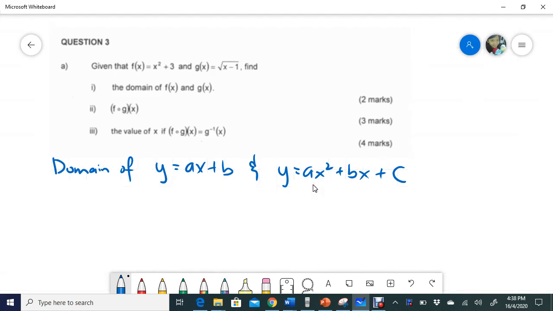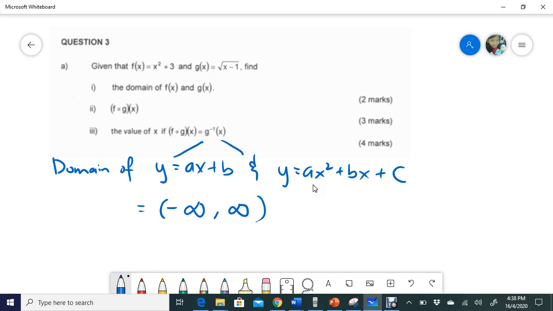You will include everything. Always remember it. Linear, it can be up or down. This one you can have smiley face or sad face. So you will have everything, negative infinity to positive infinity. I hope this one can be understood, right? So let us proceed.